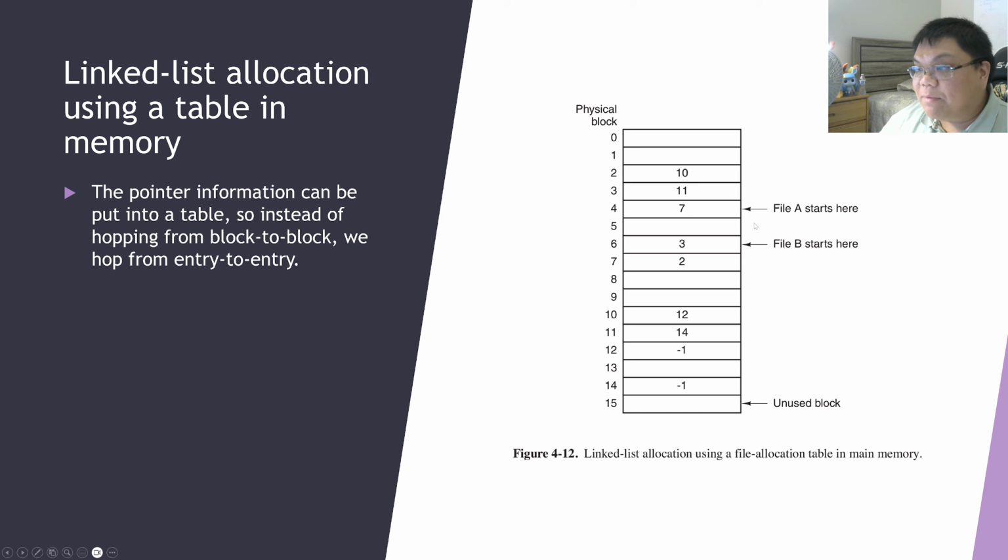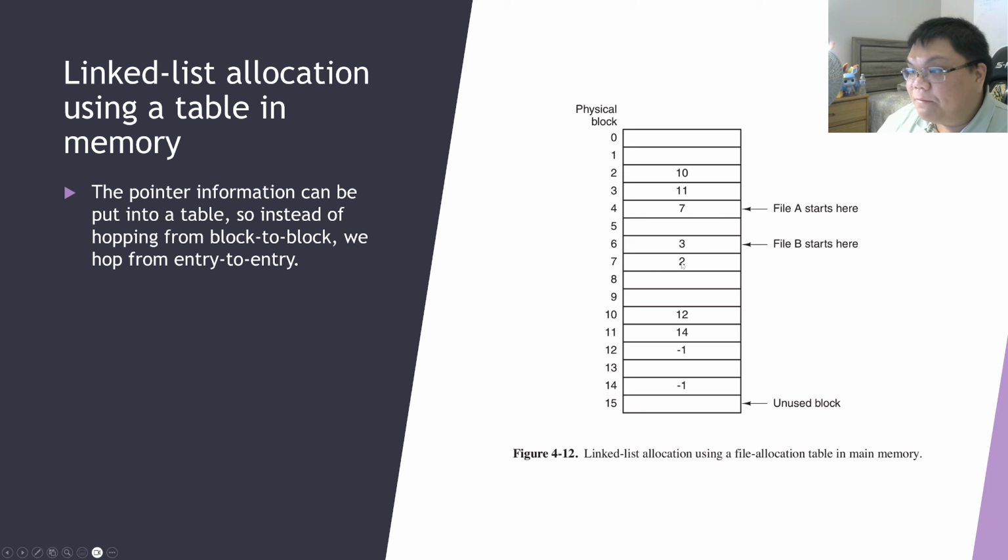So what does this table say? Well, we know that file A starts at block 4, and what's the 7 mean? That 7 is the next block for file A. So if we go to entry number 7, it gives us the block at which the file continues. So file A starts at block 4, and the next block is block number 7.